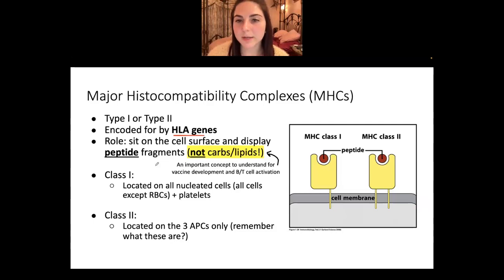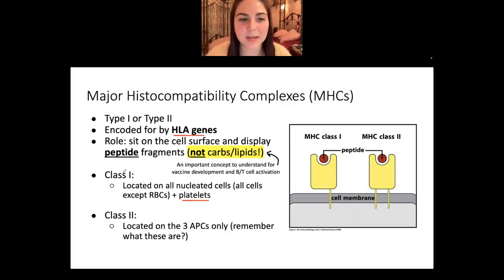Okay, so MHC class 1 is located on every single cell in your body. So all nucleated cells. Nucleated cells are all cells in the body except red blood cells and platelets, but class 1 MHC is actually located on platelets. So people basically say all nucleated cells except red blood cells, plus platelets. It's kind of confusing. So it's basically all cells in the entire body except red blood cells. So that's MHC class 1.